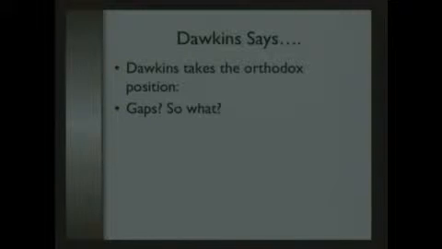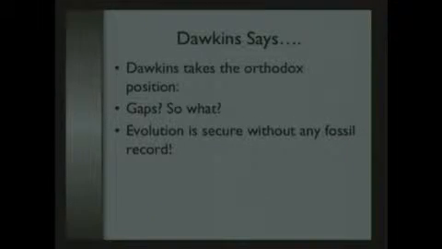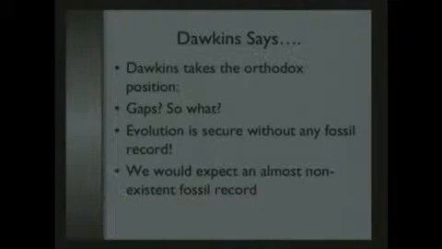Okay, so Dawkins takes the orthodox position. We're about to look at a short video clip of Dawkins in a lecture about this very thing. Dawkins says, gaps? Yeah, okay, there have been gaps in the evolutionary record since Darwin. We've done a lot of digging, there are still gaps. So what? Big deal. The gaps are just what you would expect. And evolution is perfectly secure as a theory, completely regardless of any gaps in the fossil record. In fact, we would expect there to be lots of gaps. We would expect there to be an almost non-existent fossil record.